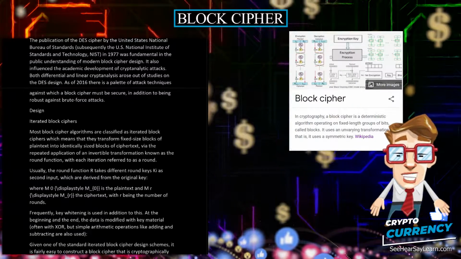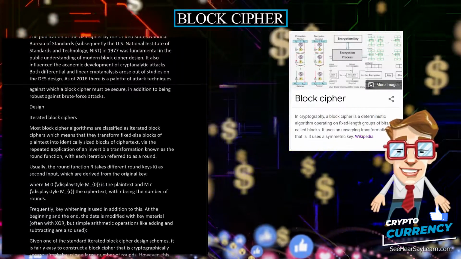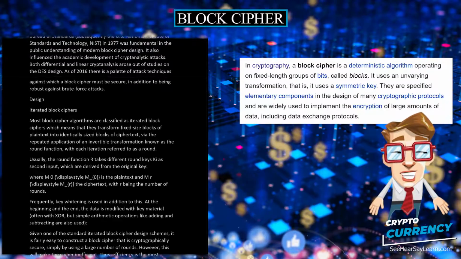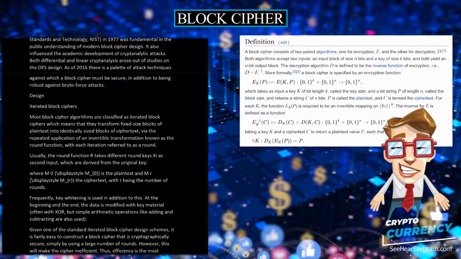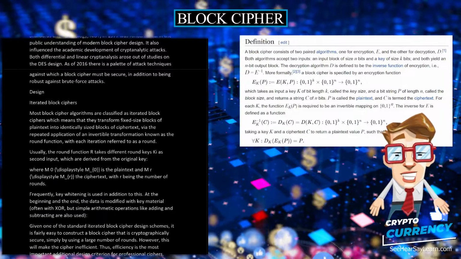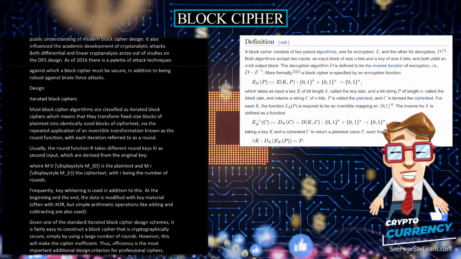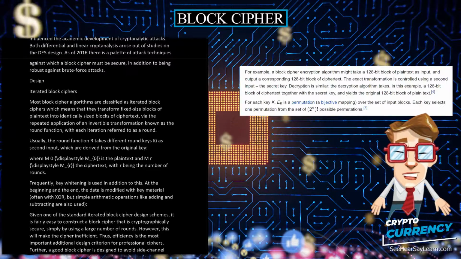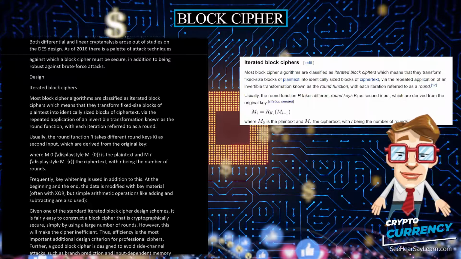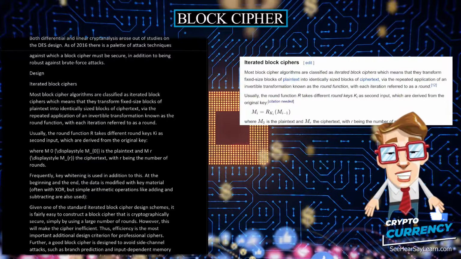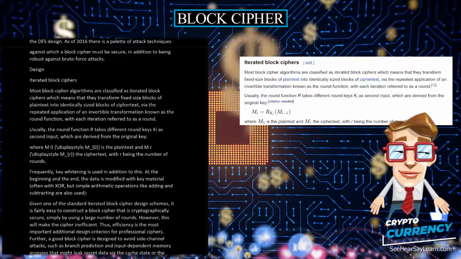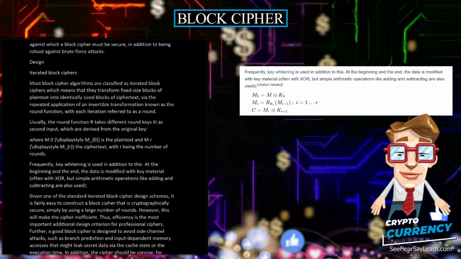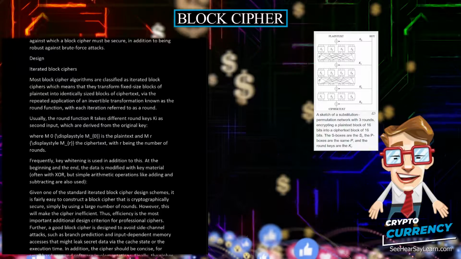Design: iterated block ciphers. Most block cipher algorithms are classified as iterated block ciphers, which means that they transform fixed-size blocks of plaintext into identically sized blocks of ciphertext, via the repeated application of an invertible transformation known as the round function, with each iteration referred to as a round. Usually, the round function R takes different round keys as second input, which are derived from the original key.